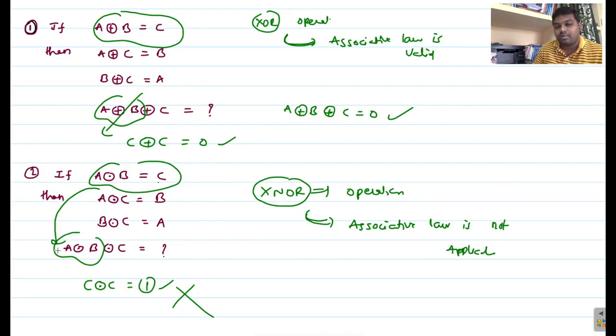At a time you can perform the XNOR operation among these three variables. Okay, then only we will get the outcome. Don't do like this.